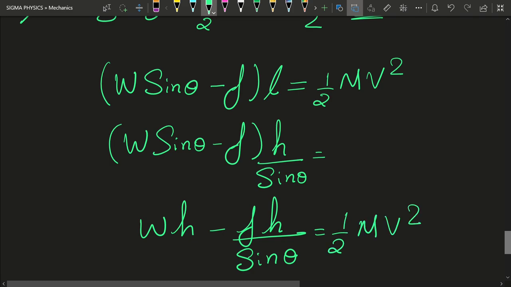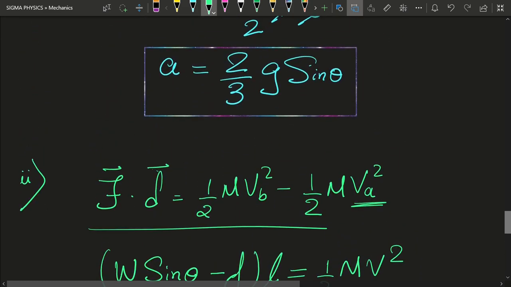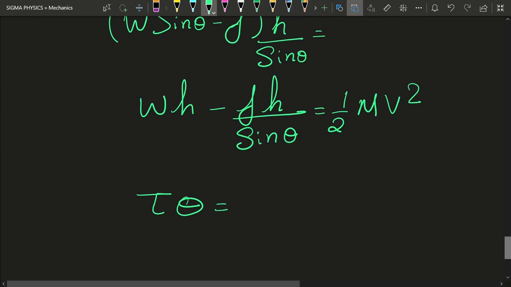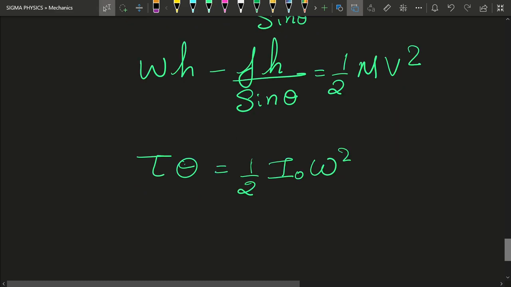And hence I'm going to get W into h minus f h divided by sin theta equal to half M V squared. Next, we are going to use the work energy theorem for rotational motion, which we have derived in a previous video. If I use that, I will get the torque times the angular displacement is again the change in kinetic energy. Initially, it did not have any angular velocity because we leave it from rest. So torque into angular displacement theta is equal to half I naught omega squared, which is our rotational kinetic energy as we saw in our previous video. Now, what is torque? Torque is force times the perpendicular distance.